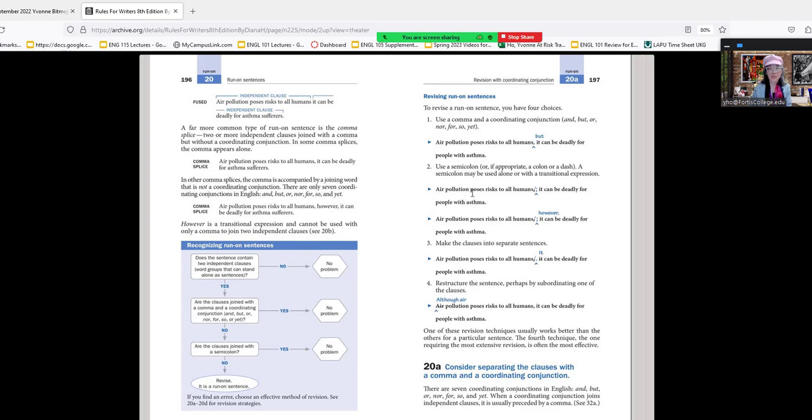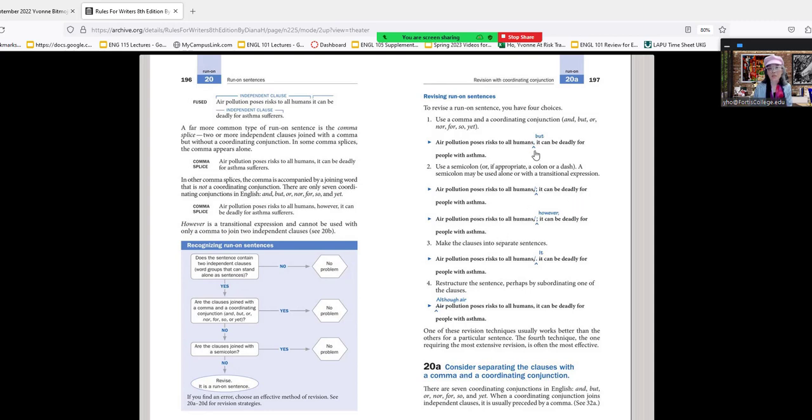Air pollution poses risks to humans. Oh, and you can also just use a semicolon just to separate the two sentences. Air pollution poses risks to all humans; it can be deadly for people with asthma.